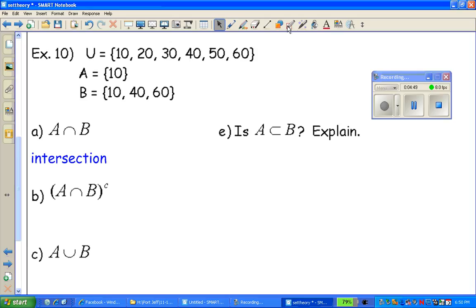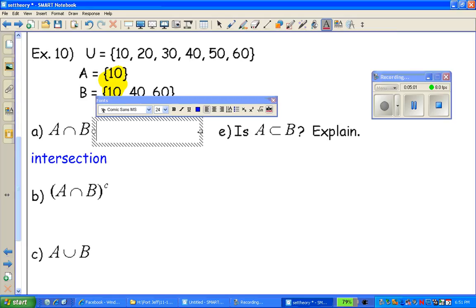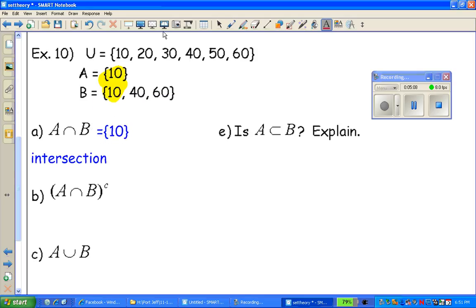Right? And as we examine the sets, we'll see that they share the element 10 in common. And that's it, because A only has one element in its set. So we would write that A intersection B is simply equal to 10, and that 10 would go in braces.